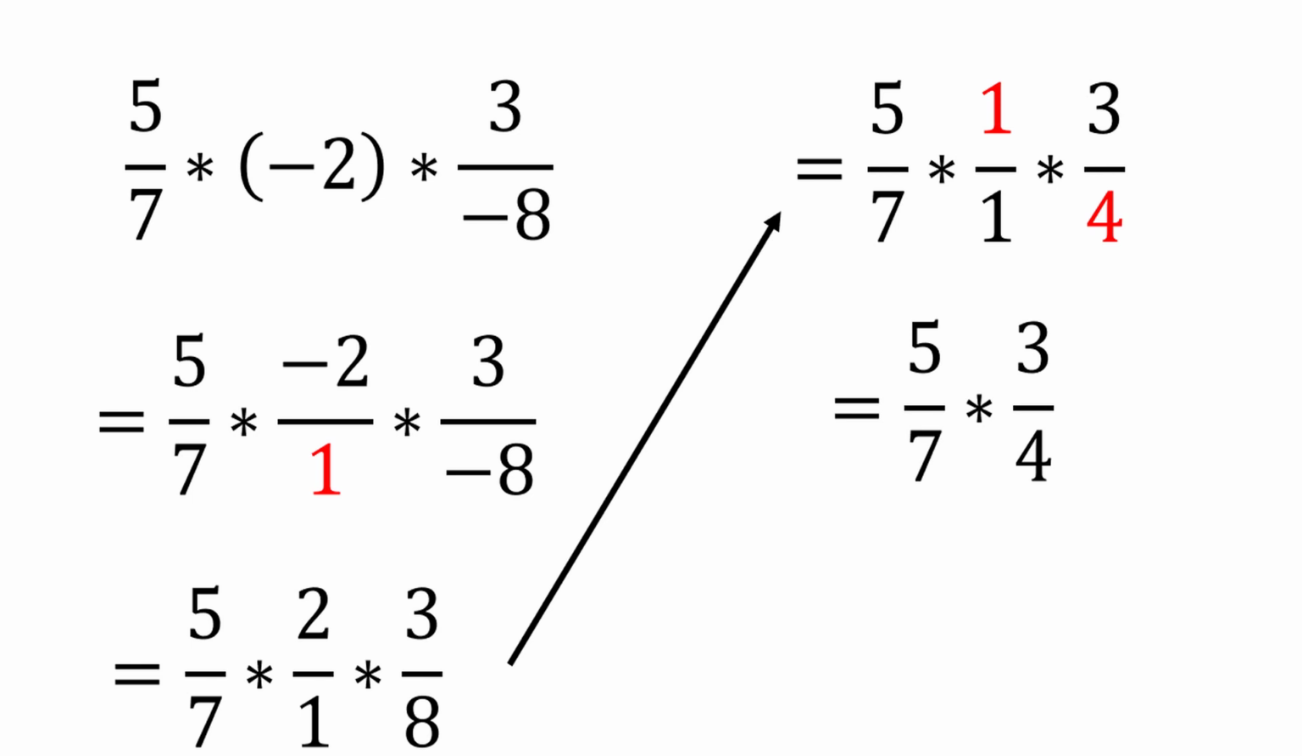Now we can multiply across. 5 times 3 is 15, and 7 times 4 is 28. 15/28 is our answer, which is in simplest form, meaning it cannot be reduced.